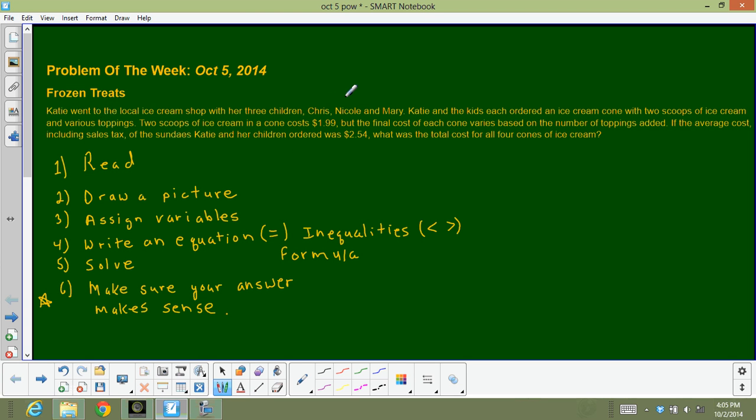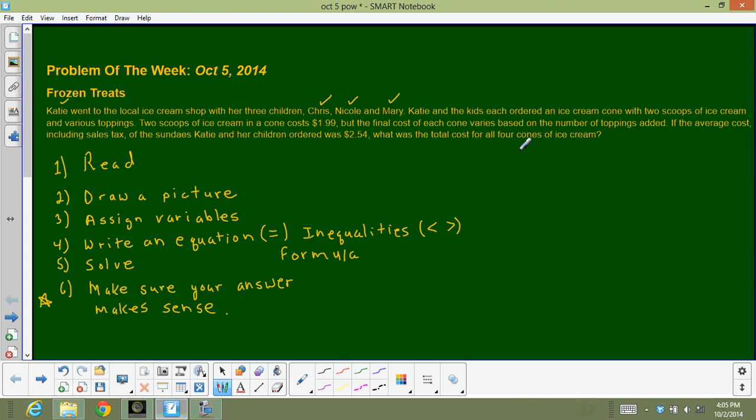Okay. And then they name the three children. We've got Chris, we've got Nicole, and we've got Mary. Okay. And Katie makes four. So I'm just going to put check marks on those. They're not really key words, but they could be pertinent to the problem. Right? Katie and the kids each ordered an ice cream cone with 2 scoops of ice cream and various toppings.